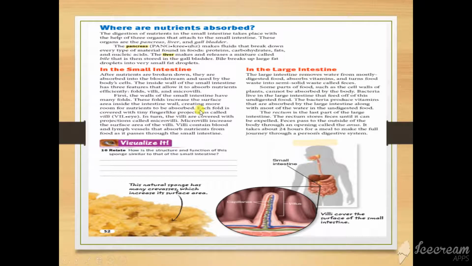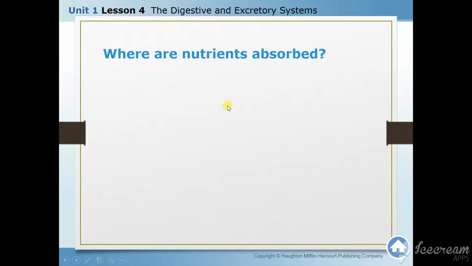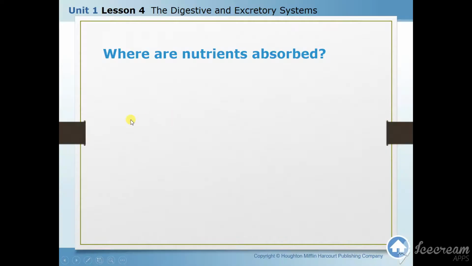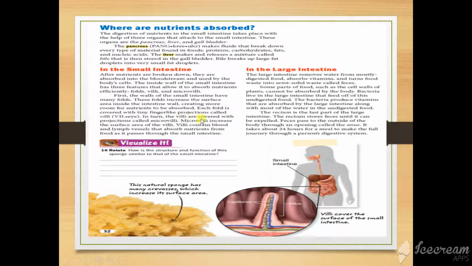Very important, girls, again. Each fold is covered with tiny finger-like projections called villi. In turn, the villi are covered with projections called microvilli. First villi, and then they are covered with microvilli. Microvilli are responsible for increasing the surface area of the villi. So remember, girls, very important. Villi, what is it? It is finger-like projections inside the intestine.